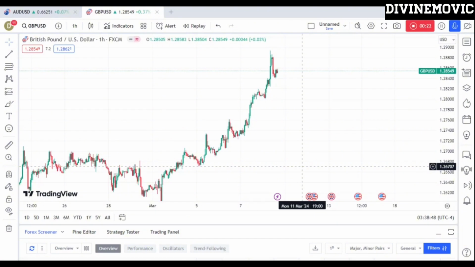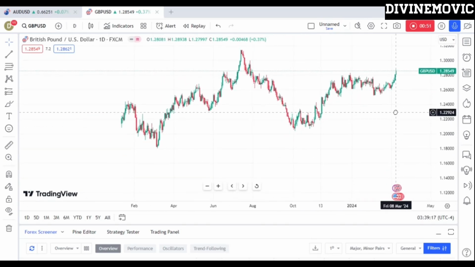where we can get possible entries. So first things first is to go to the higher time frame, which for me is the daily time frame, and analyze what's going on from the daily time frame down to the lower time frame. And what I want to do on the daily time frame is to simply understand the direction of the market and as well key levels in the market.